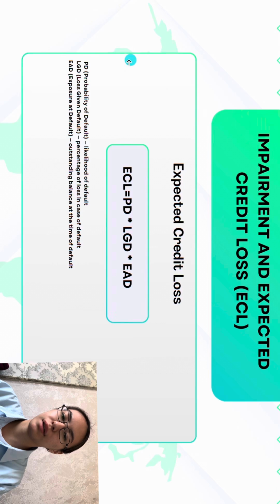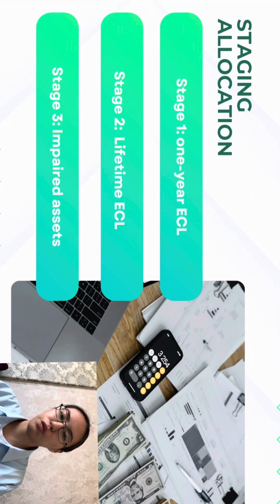To calculate ECL, we first need to build models that estimate two things: probability of default, or just PD, and loss given default, or just LGD. Only after we have these models, we can calculate the expected credit loss using the formula ECL equals PD multiplied by LGD multiplied by EAD. Another important feature of IFRS 9 is that expected credit loss is divided into 3 stages.